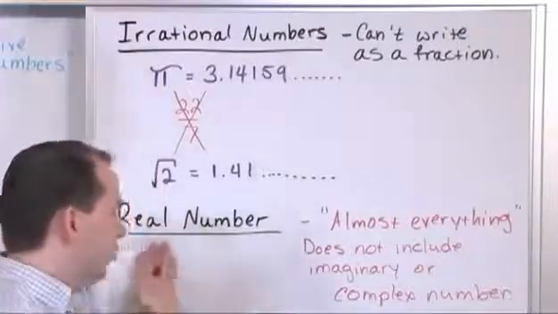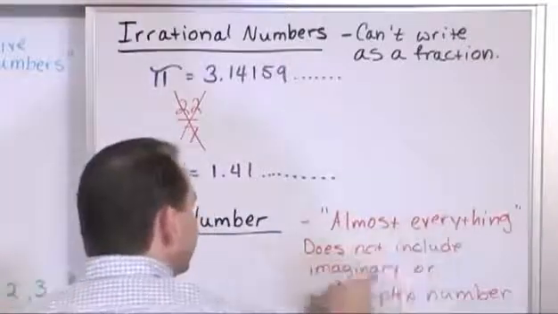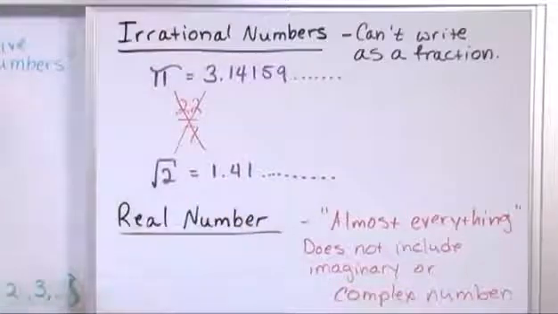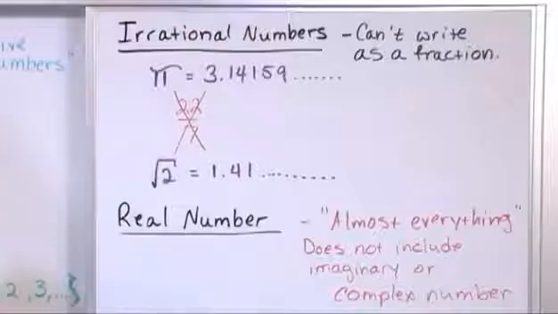And so a real number is, that's why I say it's almost everything. The only thing it doesn't include is an imaginary number or a complex number, which is really sort of like an imaginary number too. So I don't want to get into the definitions of what these are because it'll just bog us down. But that's sort of what we're after here.